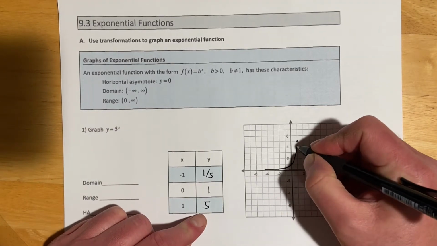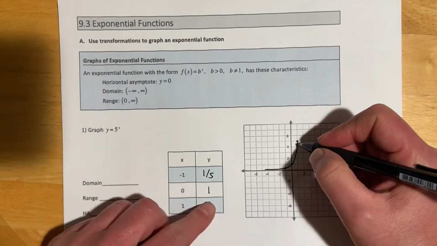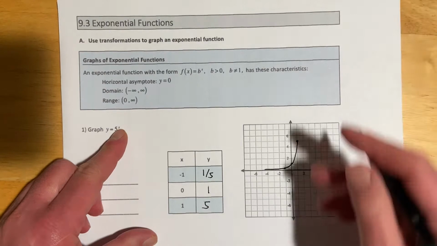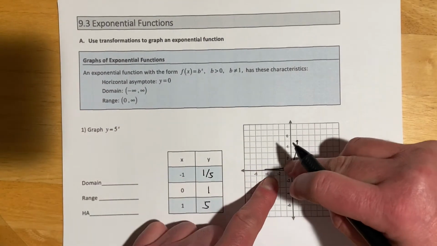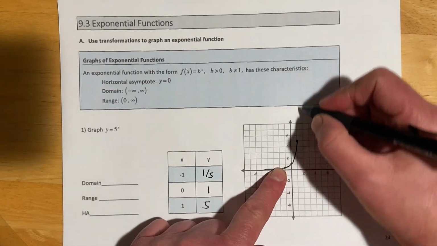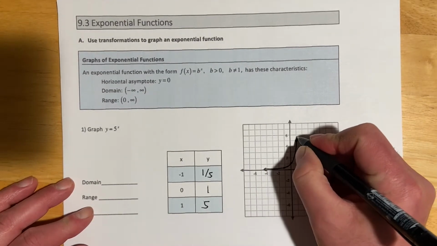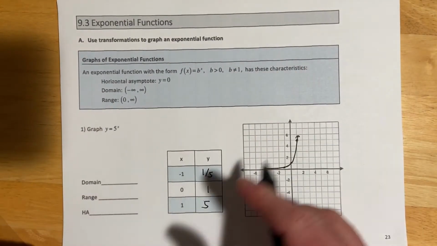anything to the 0 becomes 1, unless there's a multiplier in front. And then when this was 1, this was 5, but if this was 2, this would be all the way up here at like 25, way off the graph. So you can see these things go to 0, and then they get very, very large very quickly. And so that's our behavior for exponentials if they haven't been flipped around or anything like that.